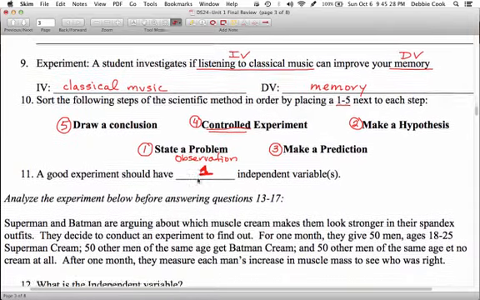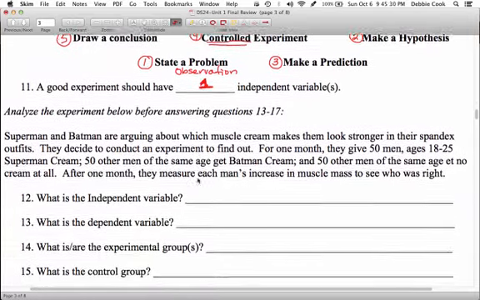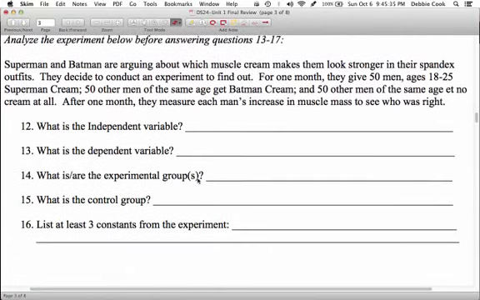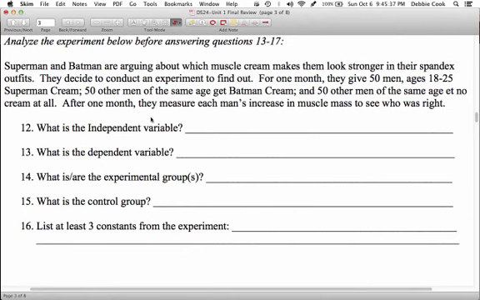All right. Now we're ready to look at questions 13 through 17, but in order to do that, we actually have to read over the experiment. So let's read over the experiment. It says Superman and Batman are arguing about which muscle cream makes them look stronger in their spandex outfits. And I've told you this before that your IV and your DV usually can be found in the first sentence. So what am I changing if I were doing this experiment? I'm changing the muscle cream. So the muscle cream is going to be my IV. And what am I measuring? I'm measuring strength, so that's going to be my DV.